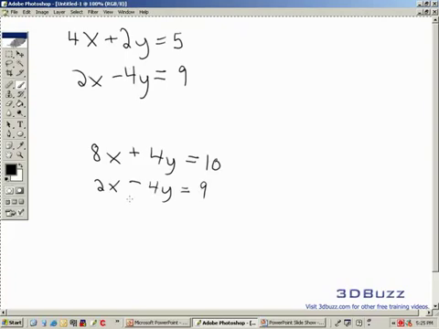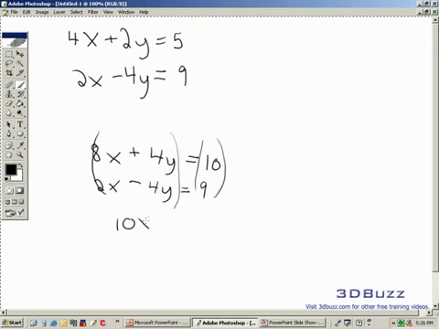And now if we add the two equations, we're essentially adding them side by side. Imagine you add all of this side, and then you add all of this side. So you'd get 10x plus 4y minus 4y, so that'd be 0y, equals 19. X equals 19 tenths, or 1.9.